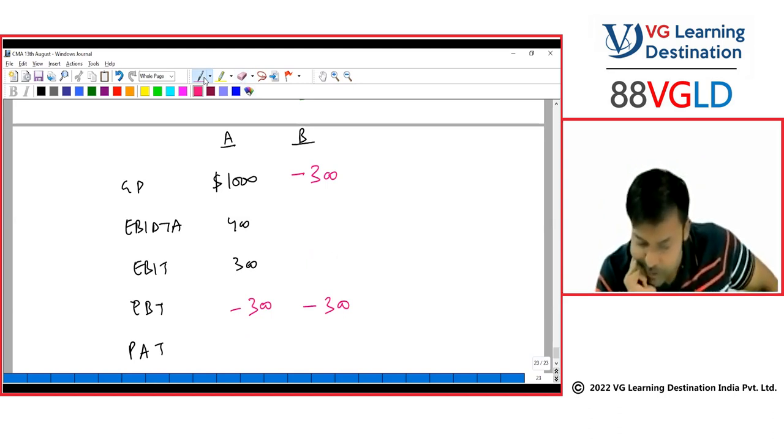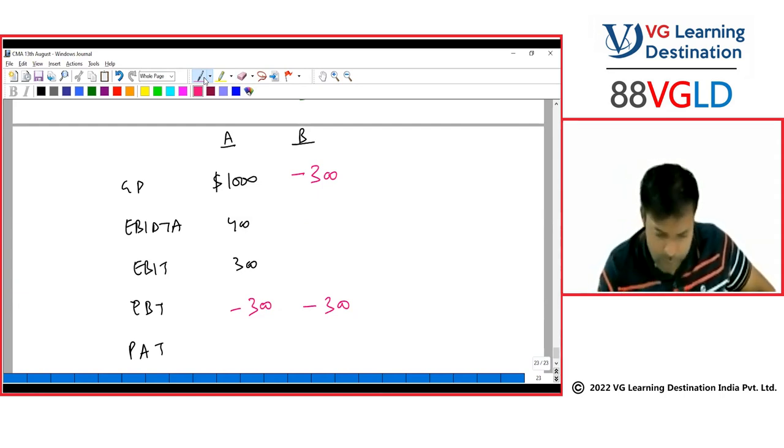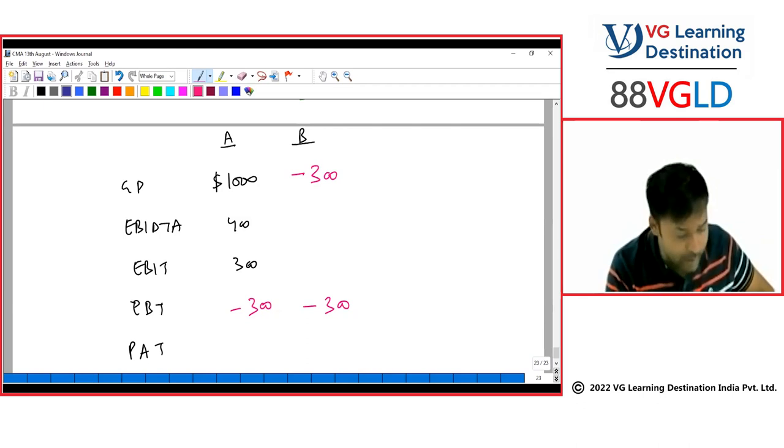I have a question here, guys. Which company is better, A or B? Or are they both the same? The question is, guys, which is better and why? Or are they the same?